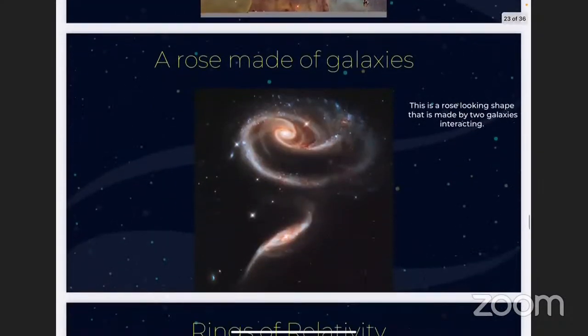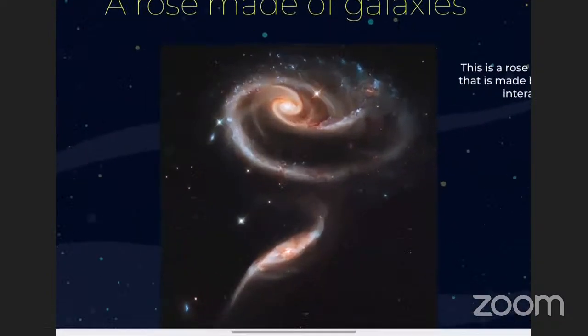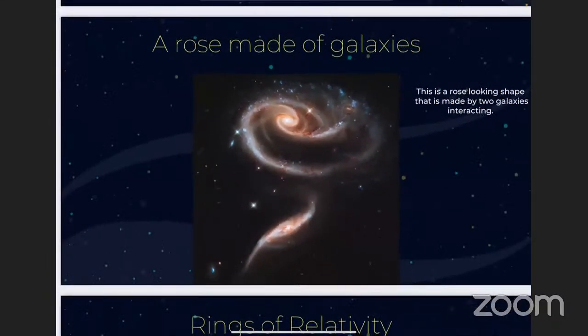There's a rose made of clouds. This is basically what we could see flashing, and it appears to be in the shape of a rose.